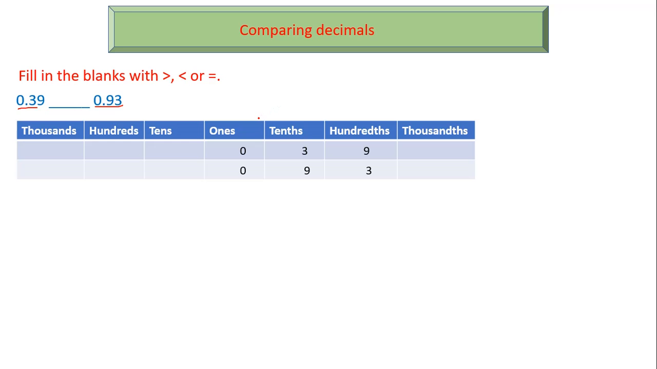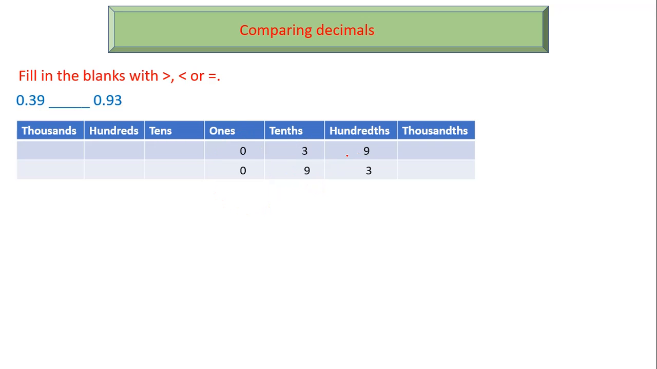After this, I will compare the whole part. As you know, the number on the left side of a decimal point is called the whole part. Here the whole part is the ones place. In the ones place we have the same value. Because of that, I will compare the next place, that is tenths. In tenths, 3 and 9 are there. We know that 3 is smaller, 9 is greater. So 0.93 is greater than 0.39.